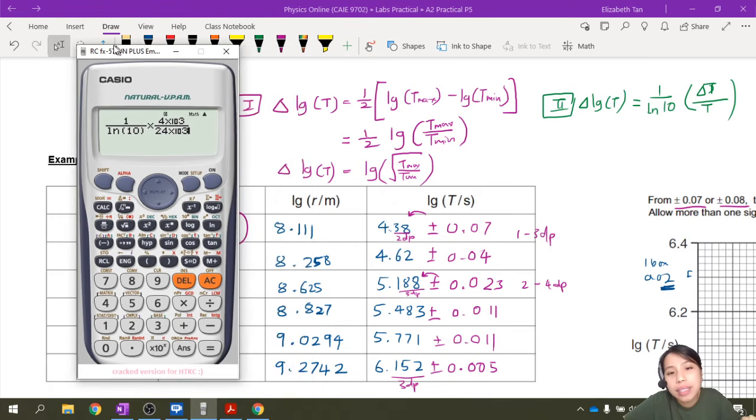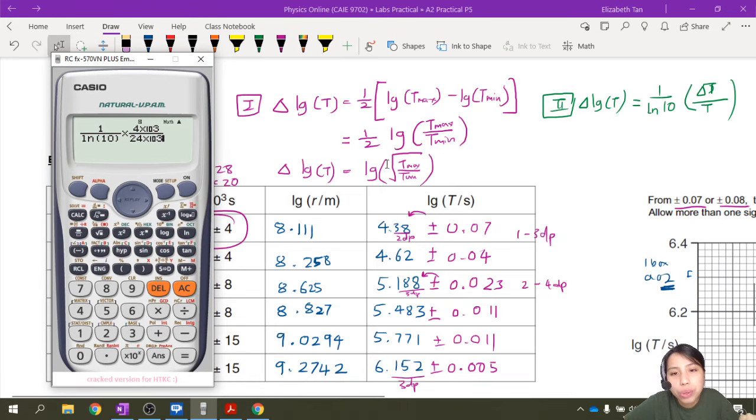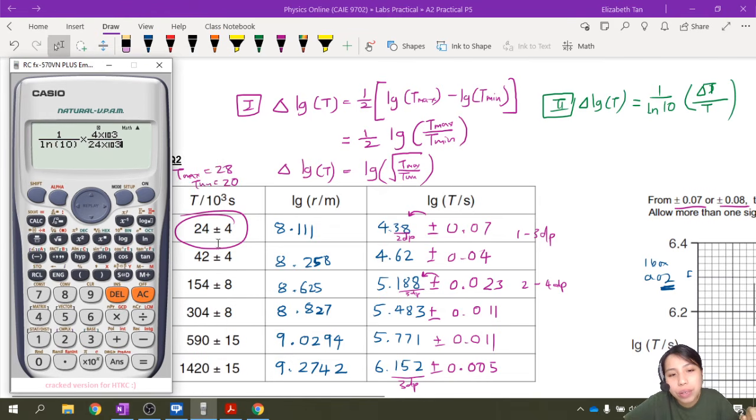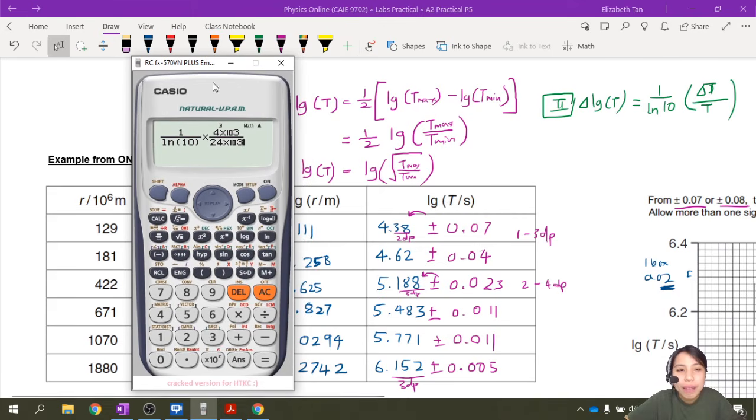Ma. And actually it's the same case for the half range method also. T max over T min. The prefix will cancel out. So the nice thing is, if you don't write times 10 to the 3 in your calculations, you will still get the correct answer. Yay. Okay, let's press this and see what we get.